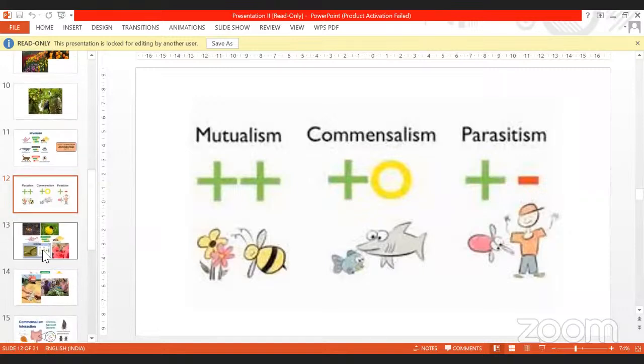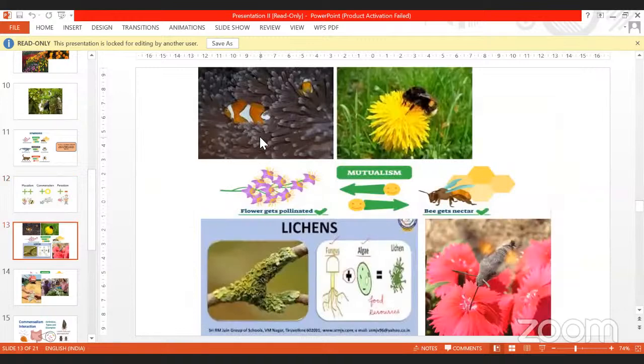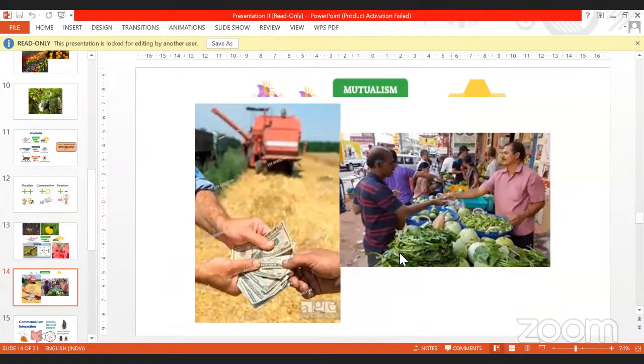If we go to the next slide, you have these bees which feed on the nectar of the flower. The flower gets pollinated and the bee gets the nectar. So one is benefiting from the other. This is one kind of mutualism. Then we have other kinds of mutualism, say over here, where there is a market and you have the person who is purchasing and the person who is selling. So both are benefiting from this action. This is also another act of mutualism.